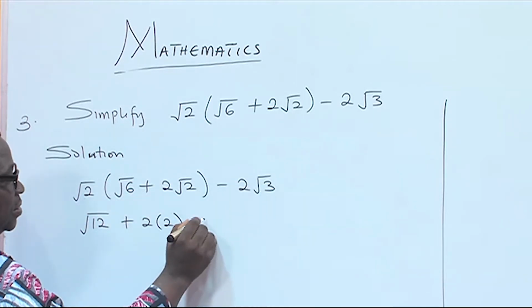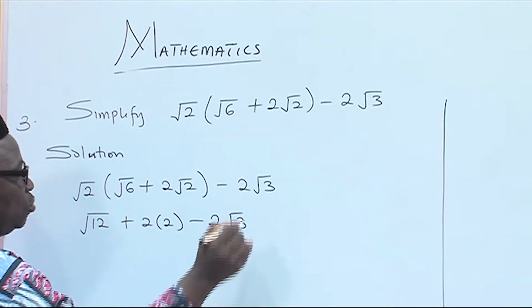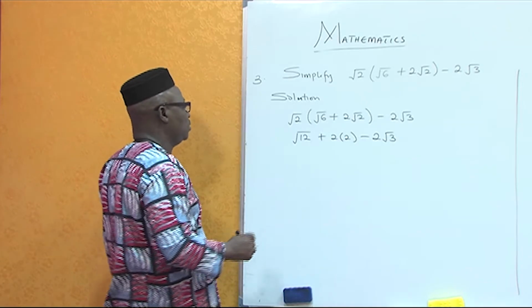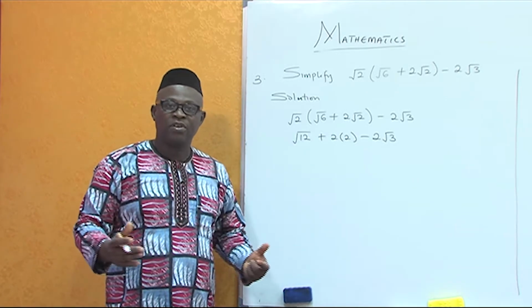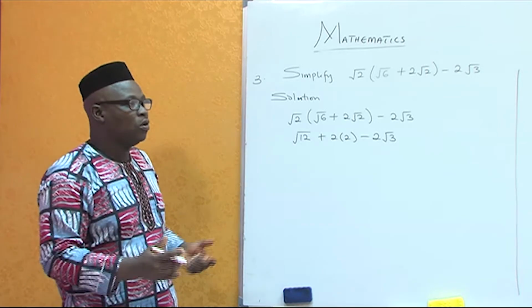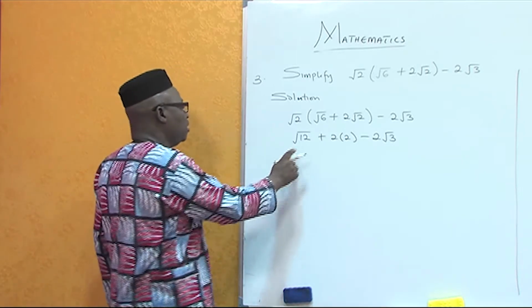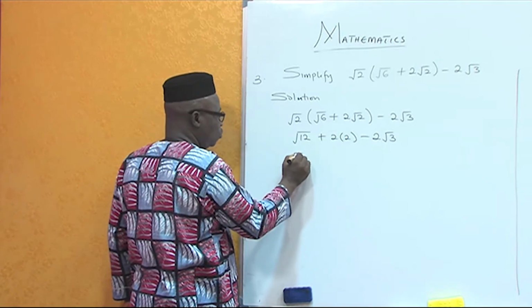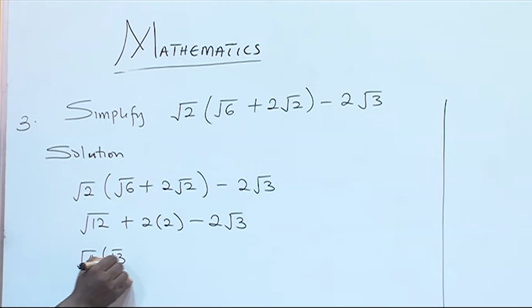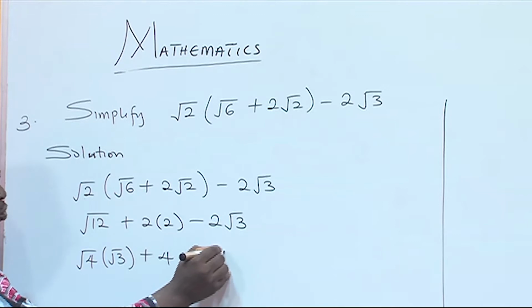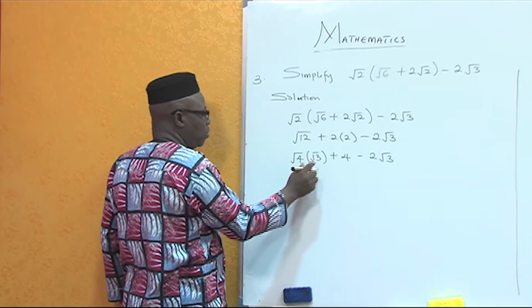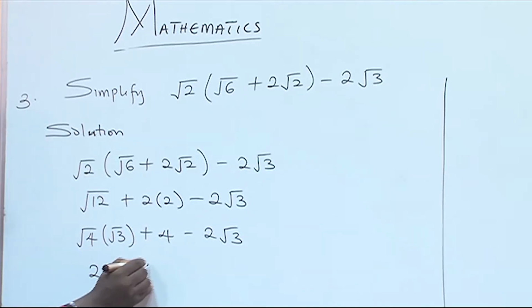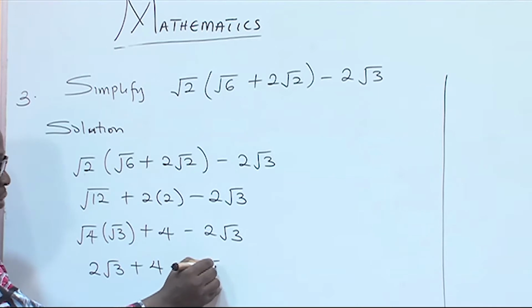Then I'm going to add this finally. That is minus 2 root 3. So at this point, I can simplify root 12 using the perfect square. The perfect square that is a factor of 12 is 4. So instead of writing root 12, I'm going to write root 4 times root 3. Then 2 times 2 is going to be 4, then minus 2 root 3. The root of 4 is 2, while this will remain as root 3, then plus 4 minus 2 root 3.